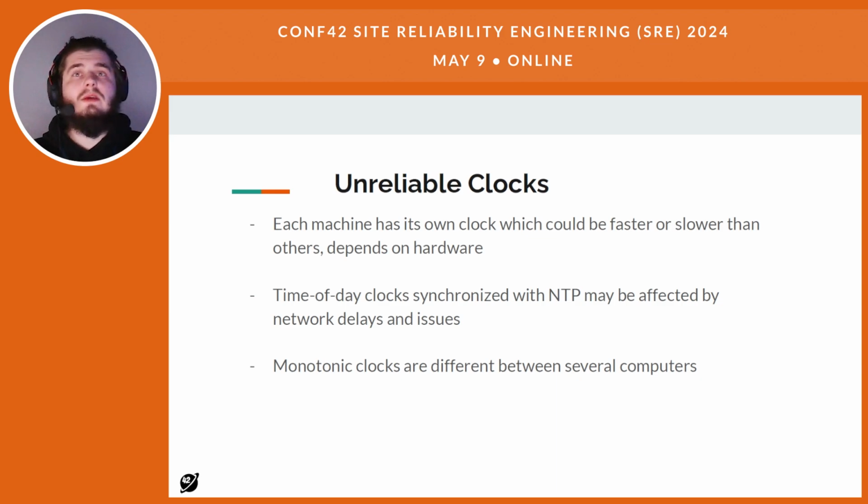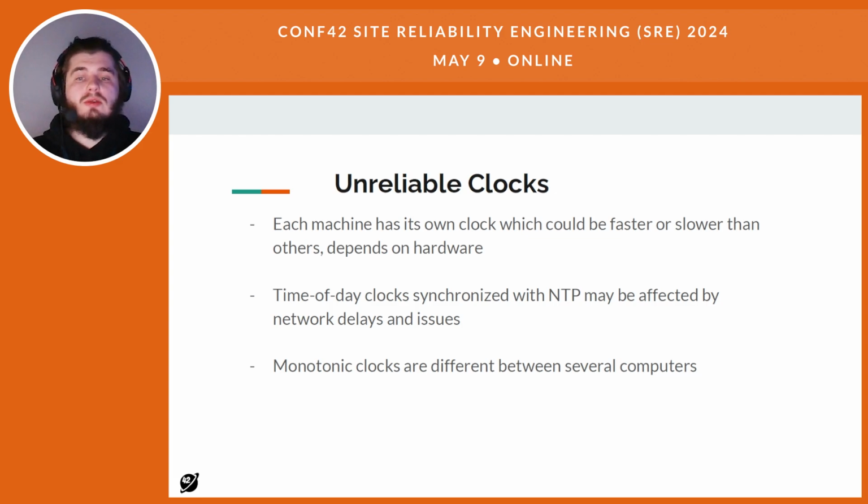Another problem we have to take a look at is unreliable clocks. Time tracking is one of the most important parts of any software or infrastructure, since you always need to track durations to enforce timeouts and expirations, or even gather metrics to understand how your system operates. Unreliable clocks are one of the trickiest problems in distributed systems, since time accuracy heavily depends on computer performance, and each machine has its own clock which could be faster or slower than others.